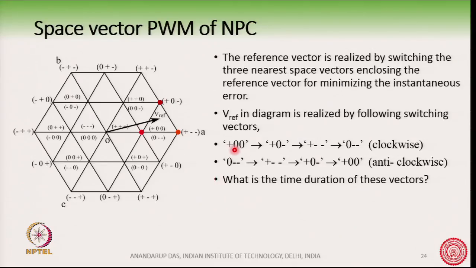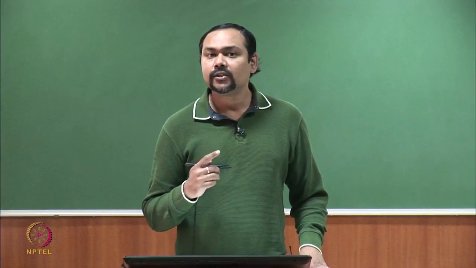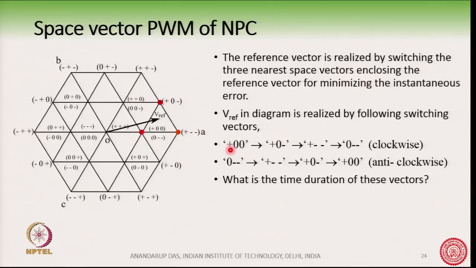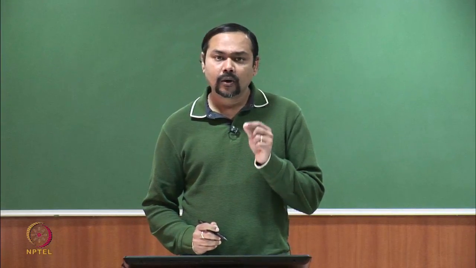But you observe one interesting fact, and that is that when we move from one switching state to the other switching state, there is switching only in one phase. Suppose you see plus 0 0 and plus 0 minus, only the C phase is changing from 0 to minus. And from plus 0 minus to plus minus minus, the B phase goes from 0 to minus and A and C remain the same.